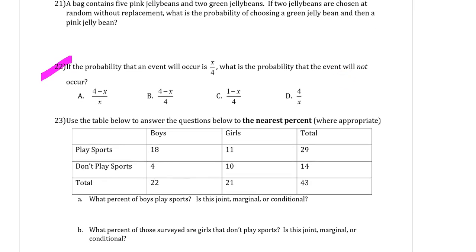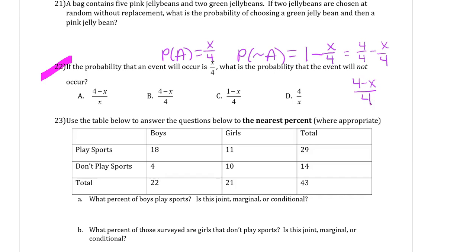All right, if the probability that an event will occur is x over 4, what's the probability it will not occur? So maybe I'll just call it event A. It wants not A. So the event did not occur. Whenever you calculate what's called the complement of the event, it means the events add to 1. So I'll do 1 minus x over 4. Now you can see that's none of the options. So I'm going to rewrite this as 4 over 4, so I have a common denominator. And as one fraction, I get 4 minus x over 4, which is option B.